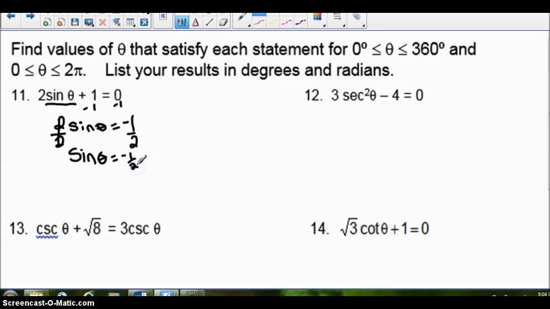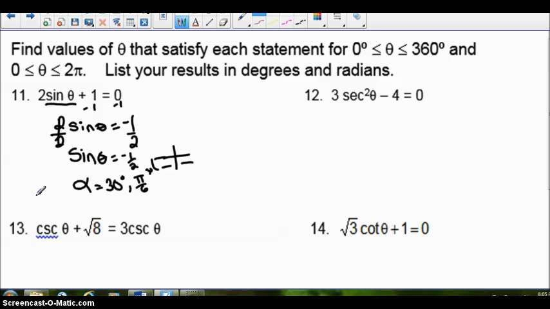Okay, so we've got two things going on here. We've got the negative and we've got the 1/2. Well, the reference angle for where sine is 1/2 is when we are at 30 degrees or pi over 6. With that being the case, we know that it's negative, so we look at sine is negative in the third and fourth quadrant. So we need to know what that is. If we're here, we're going 30 degrees or pi over 6 in this direction, so we're adding it.